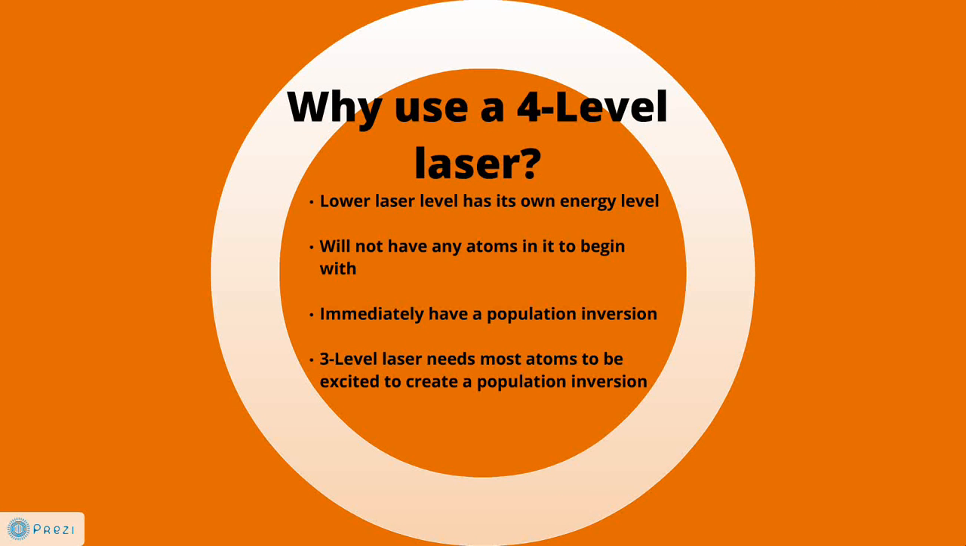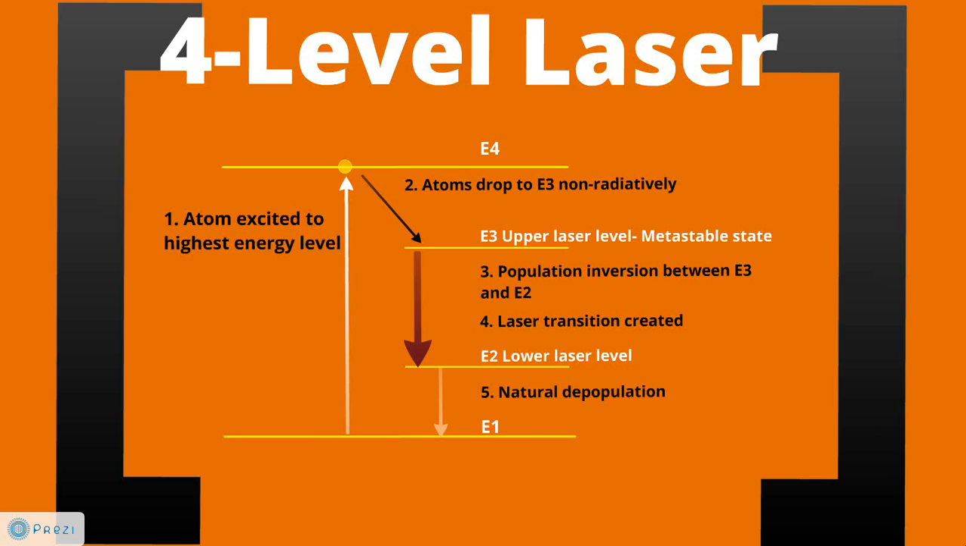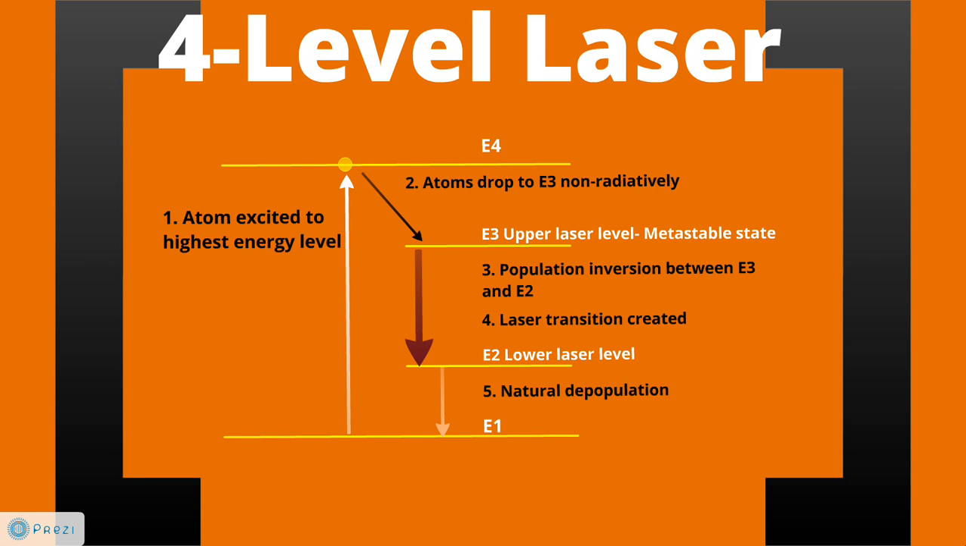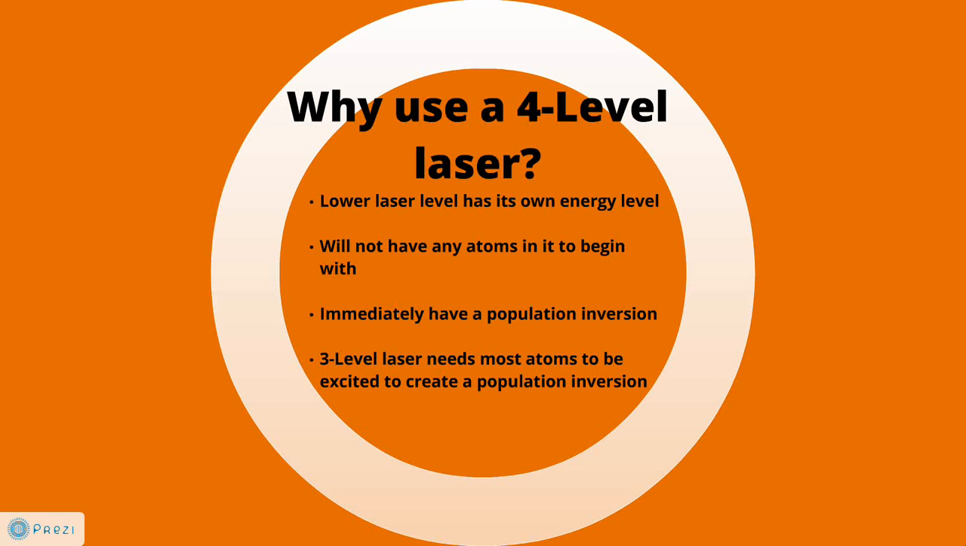So you're probably still wondering why we would want the 4-level laser rather than the 3-level one. This is because the key difference with the 4-level laser is that the lower laser level is not the same level as the lowest energy level, which we saw with the 3-level laser. If we look back at the 4-level laser diagram, we can see that the lower laser level has its own energy level. This means that at the beginning it won't have any atoms in it, so we get the population inversion we need immediately. With the 3-level laser, we need to excite most of the atoms out of the lowest energy level, so that once they reach the metastable level, there would be more in that level than in the lowest energy level.